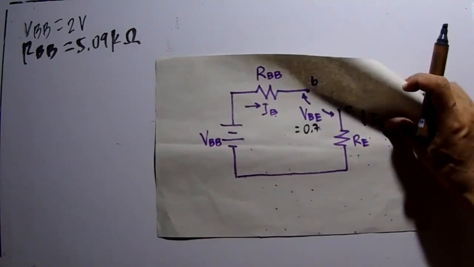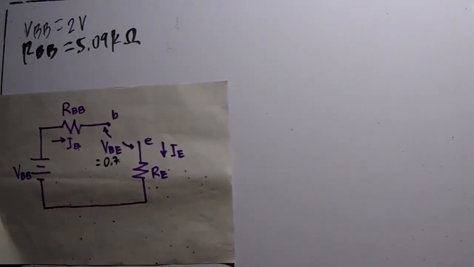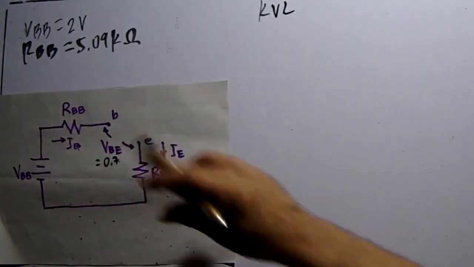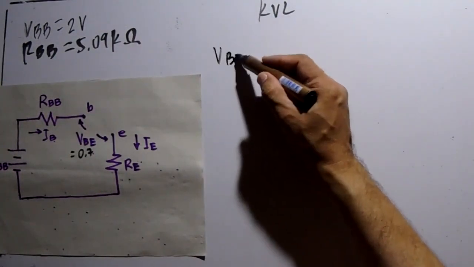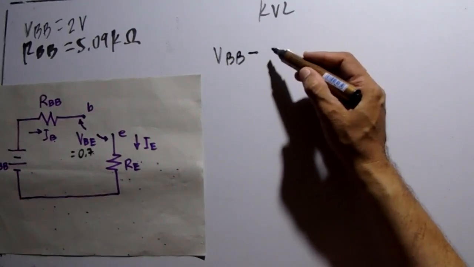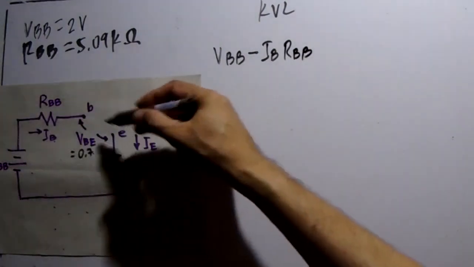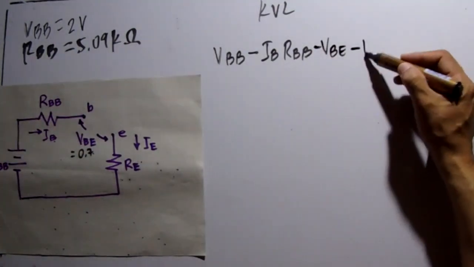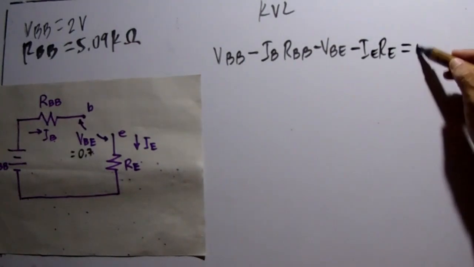So if we set up our KVL, or Kirchhoff's voltage law, around this loop, we have VBB minus IB RBB minus VBE minus IE RE equals 0.